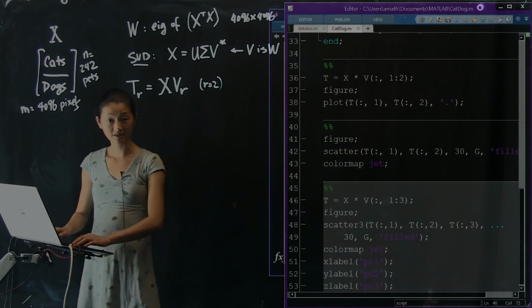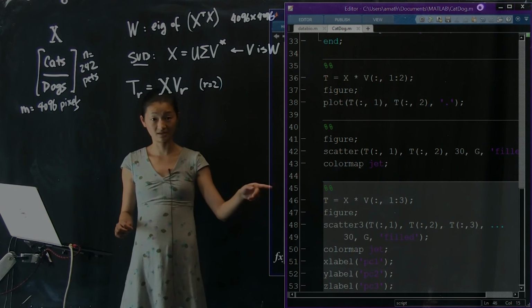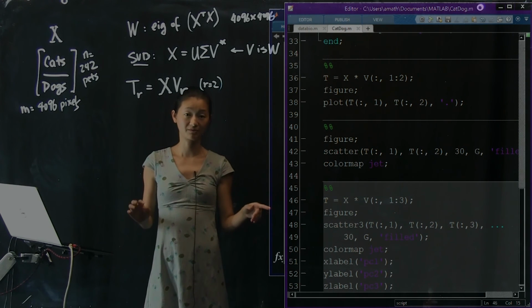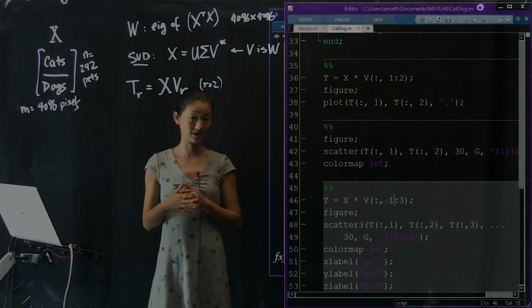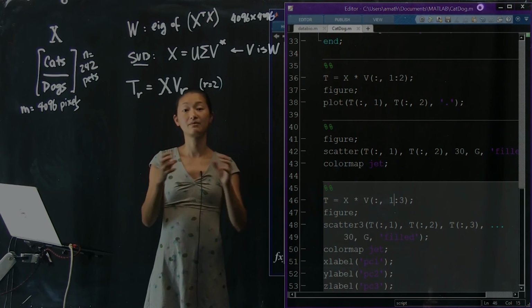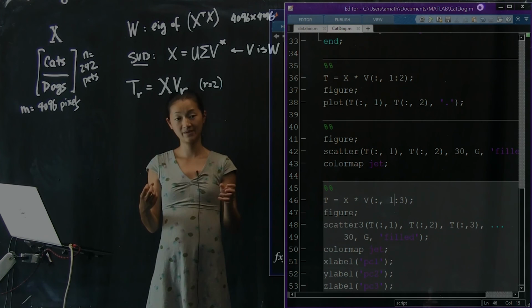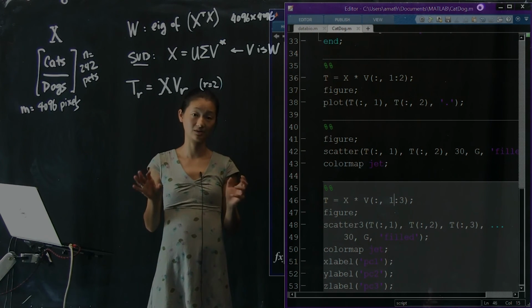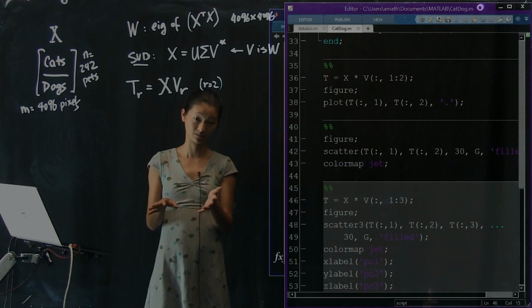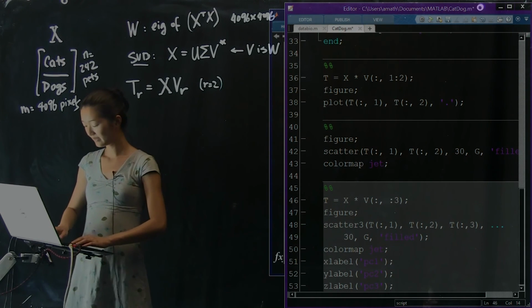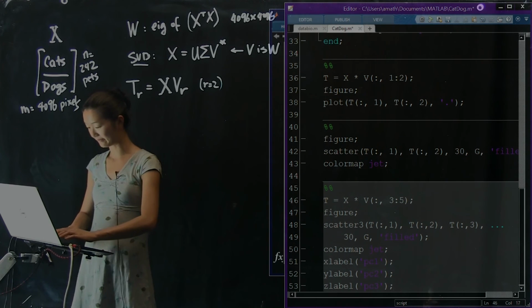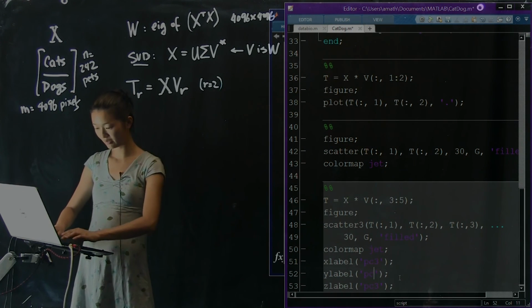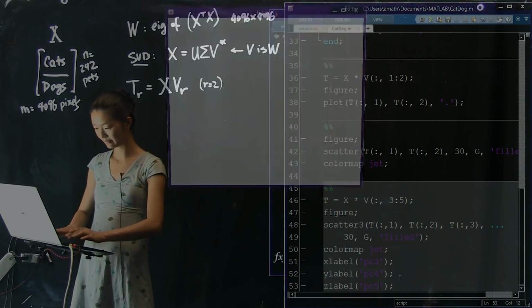So instead of projecting it onto the first 3 PCs, and again, the first 3 PCs are always the best 3 PCs in terms of the variance explained. But since we're trying to look for separation between cats and dogs, right, those may not necessarily be the best ones in terms of explaining the differences between cats and dogs, because it doesn't know anything about the separation between cats and dogs. So let's go from 3 to 5. Okay? So there, what we're going to be visualizing is PC3, PC4, and PC5.